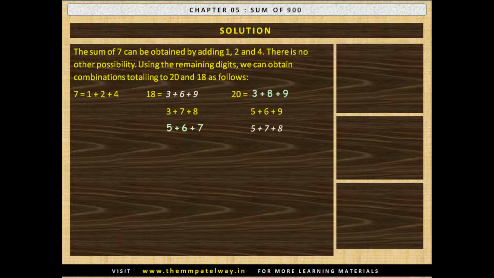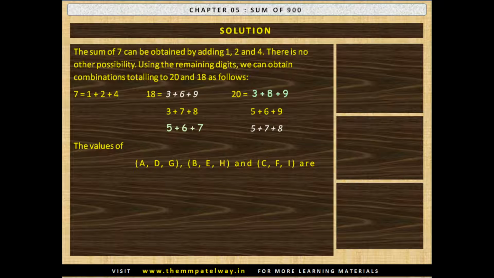Now 7 is 1 plus 2 plus 4. 18 is 3 plus 6 plus 9, 3 plus 7 plus 8 and 5 plus 6 plus 7, and 20 is 3 plus 8 plus 9, 5 plus 6 plus 9 and 5 plus 7 plus 8. Now we can proceed to get different answers.